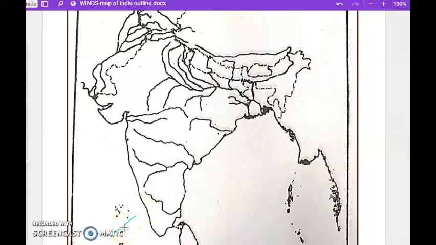Hello students, today we are going to learn about winds. Now when we mark the winds, we need to understand that the southwest monsoon winds blow in India in two patterns. One is from the Arabian Sea branch and the other is called the Bay of Bengal branch. So let's understand the Arabian Sea branch of southwest monsoon winds first.